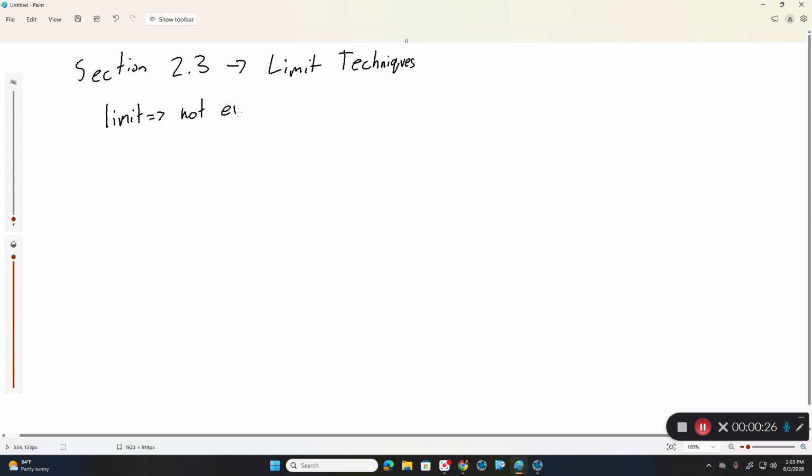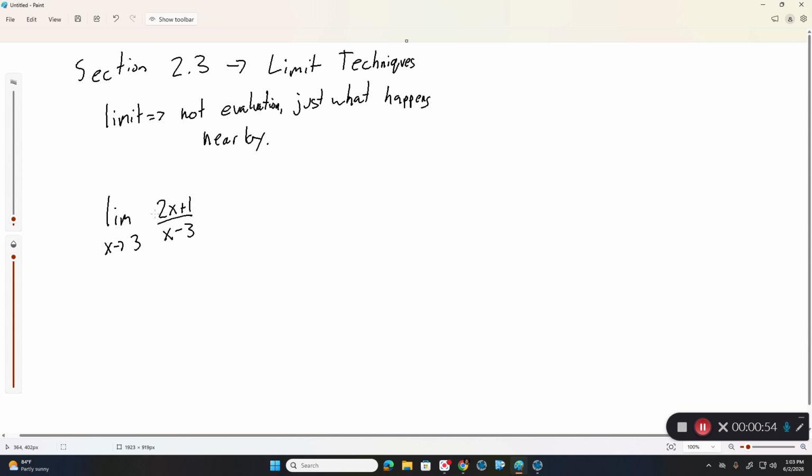Not evaluation, just what happens nearby. Okay? And so we do something like the limit as x approaches 3 of 2x plus 1 over x minus 3.